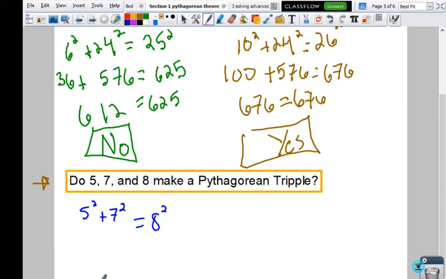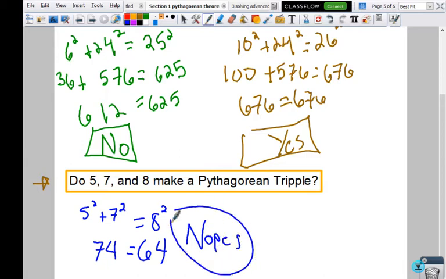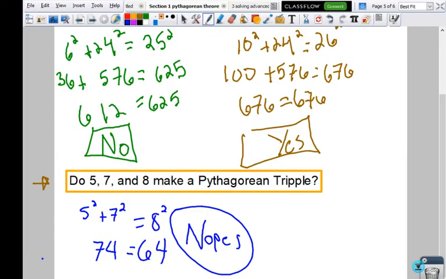That's 74. And what's 8 squared? That's 64. Are they equal each other? Nope. It is not, although it does kind of look like that. 74 and 64, no. How do you get 74?